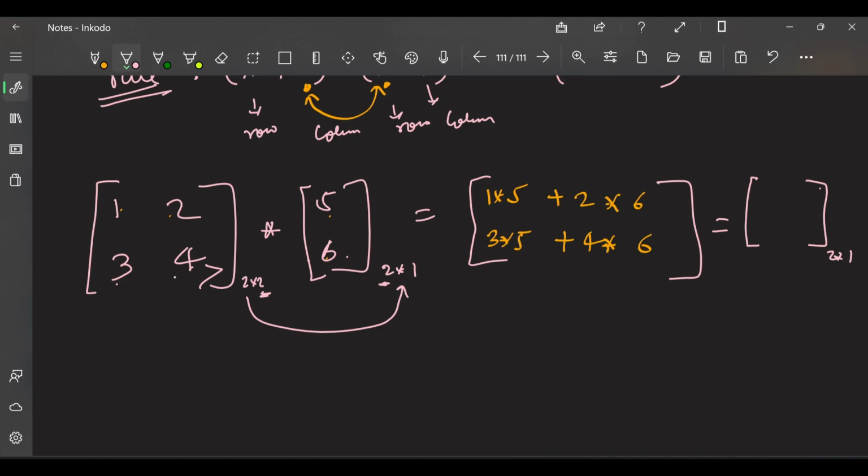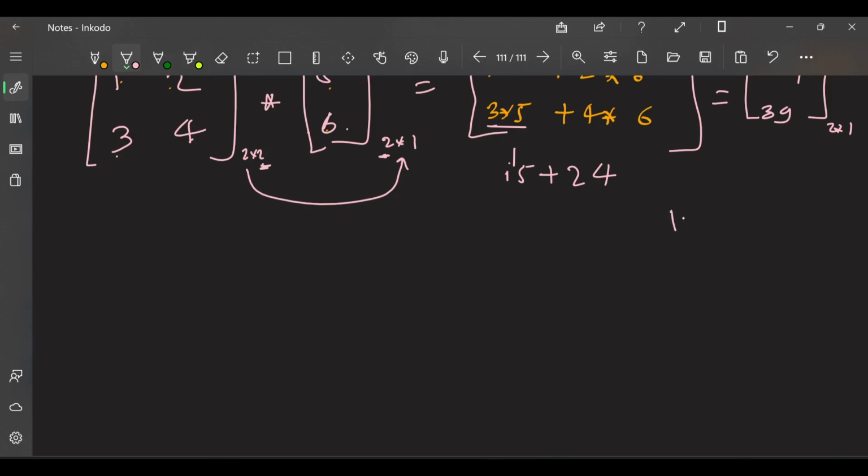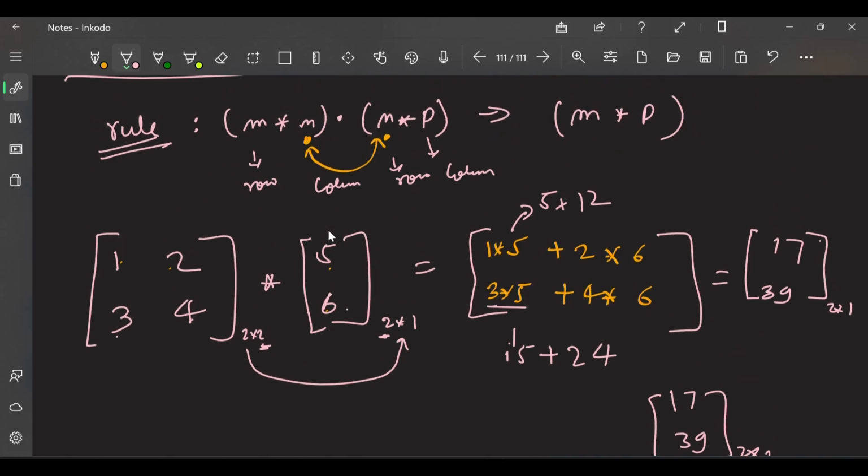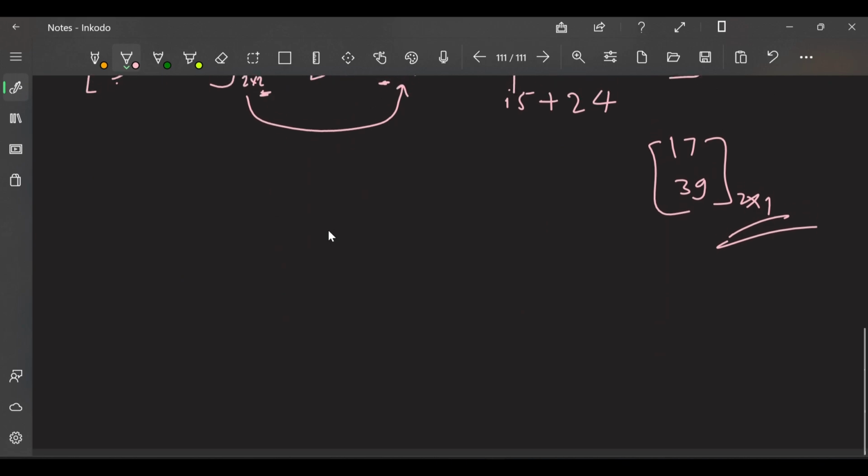So let me remove all this. Yeah, so tell me the answer. 5 plus 12, which is 17, and this one 15 plus 24 will be 39. So the answer of this is 17, 39, a 2 cross 1 matrix. So this is your answer. Okay, I hope I am clear with this one. So let's move to the next one.